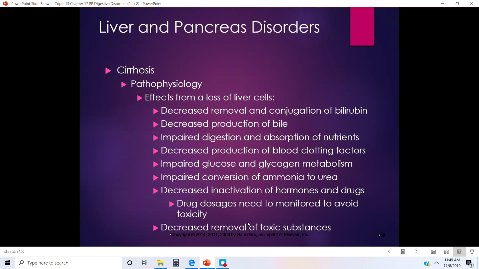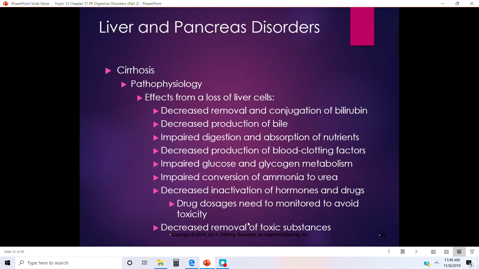There's going to be a decreased production of bile. There'll be impaired digestion and absorption of nutrients. Right? Decreased production of the blood clotting factors. Our liver makes the different clotting factors, so this individual would show even bleeding problems. Impaired glucose and glycogen metabolism. The liver makes sure there's enough glucose in the blood. If we have too much glucose in the blood, then the liver will take that excess glucose and convert it to glycogen. That's our stored form of glucose. That's all going to be impaired.